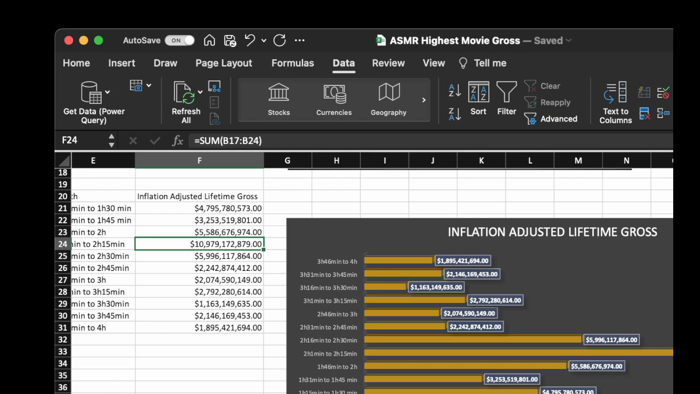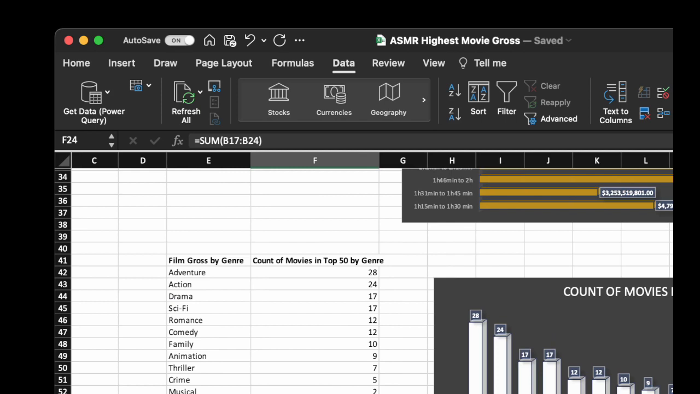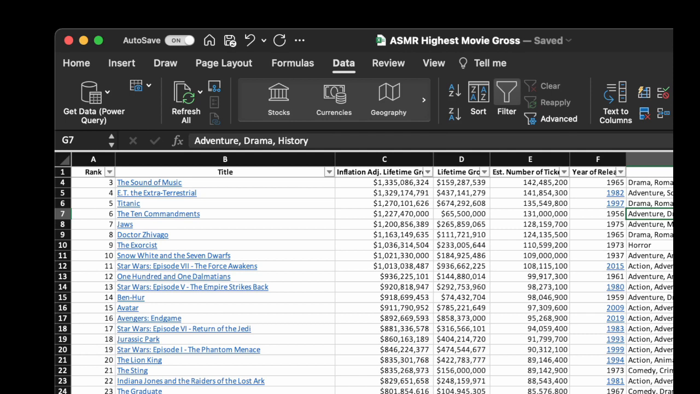Next, wanted to see if there was a particular genre that was more popular for being a high-grossing movie. And again, movies can have multiple genres, as was evidenced by the data set. So, Sound of Music was a drama, a romance, and a musical. Titanic was a drama, romance. Ben-Hur was adventure and drama. So, looked at the genre.